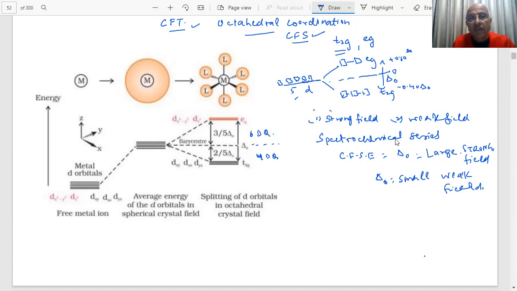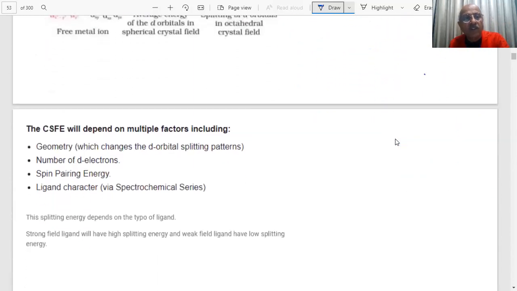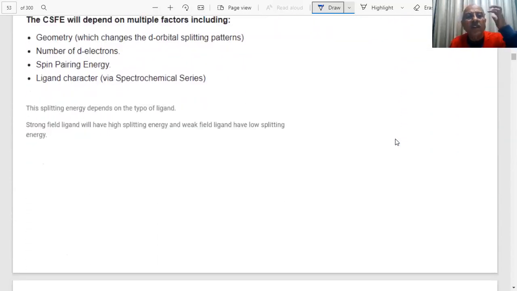Students, we are going to use this most of the times. What is the use of this? We'll show you. Crystal field stabilization energy will depend basically on geometry, the number of d electrons, spin pairing, and ligand character, which we have told you about in the spectrochemical series. We have told you very important points in this case. And one more important factor was spin pairing energy.